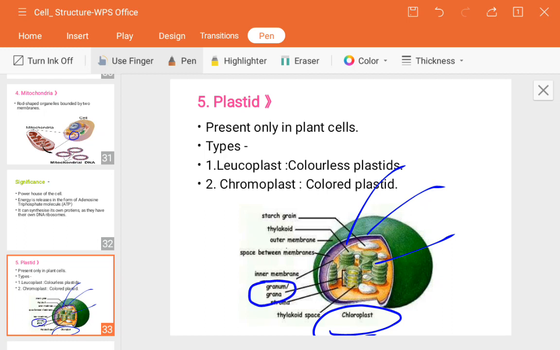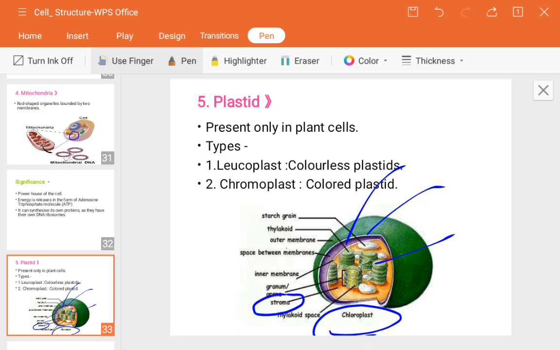Now the next structure is the solution, or you can call it the liquid fluid which is present. Why is it necessary in each cell organelle? Because it provides nutrition. It has dissolved DNA, RNA, ribosomes, proteins, fats and lipids, all present inside. The liquid fluid substance present inside the chloroplast is called the stroma.